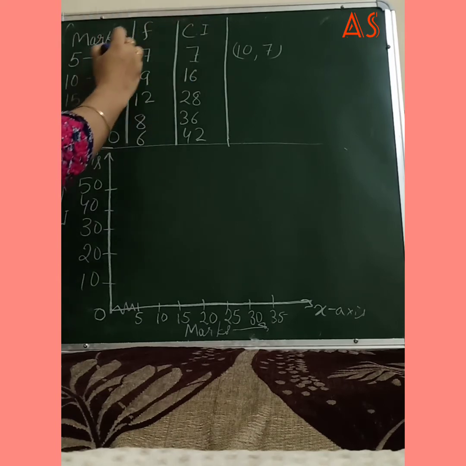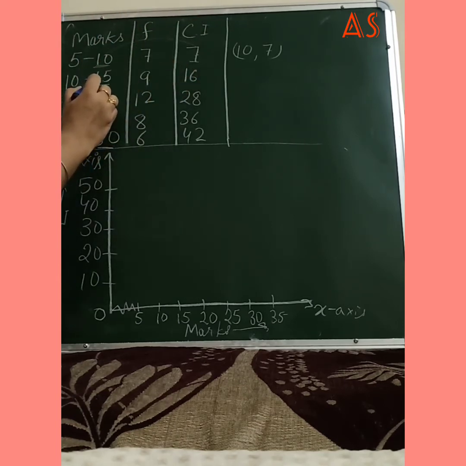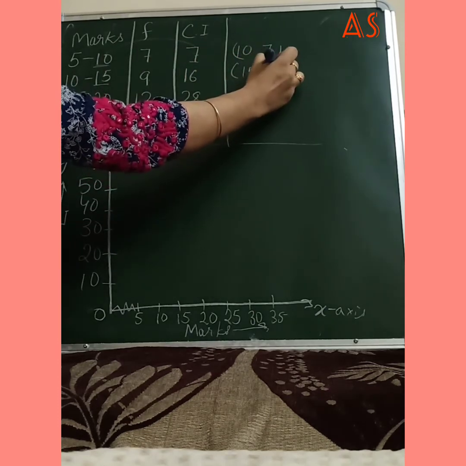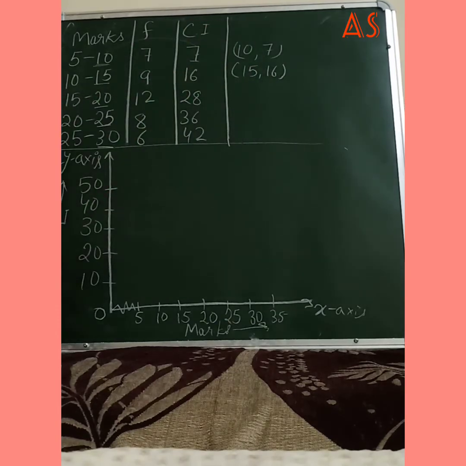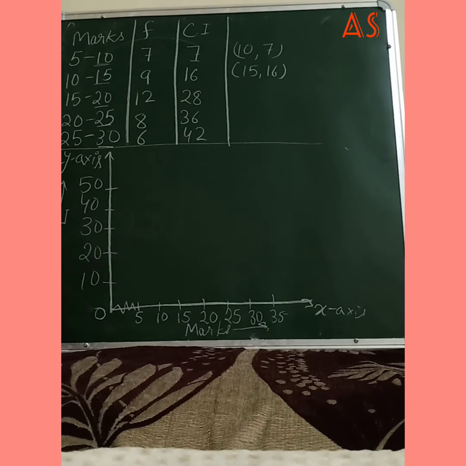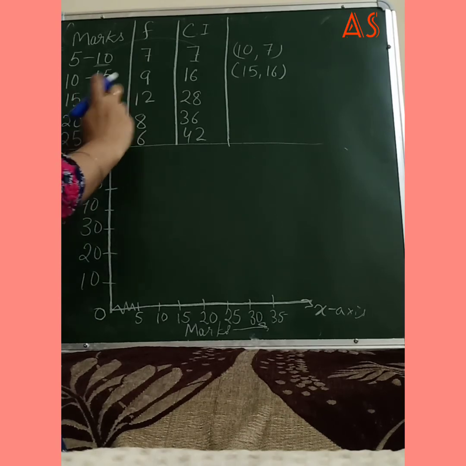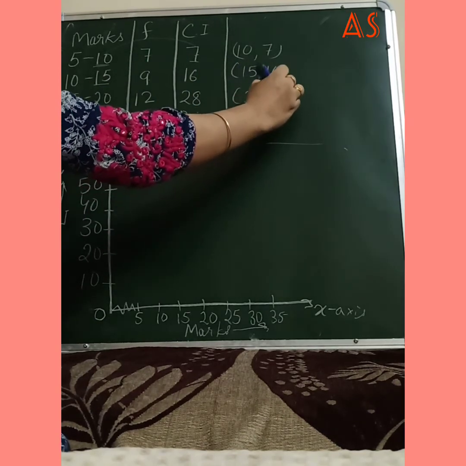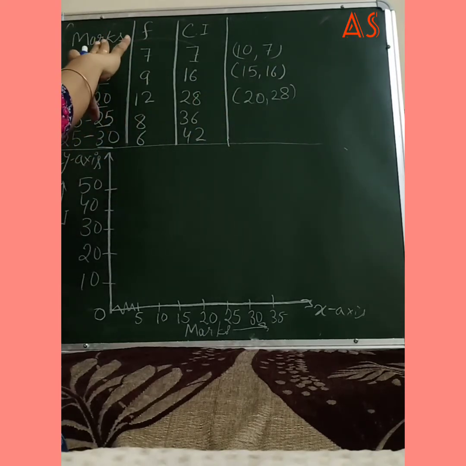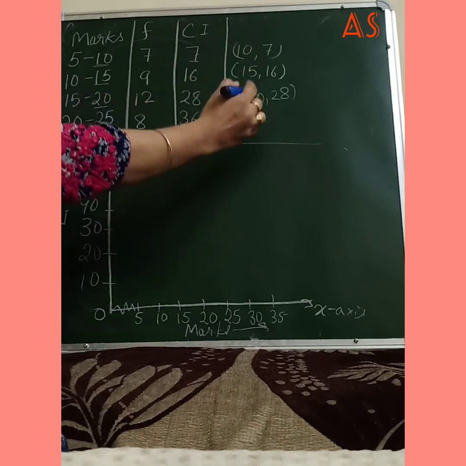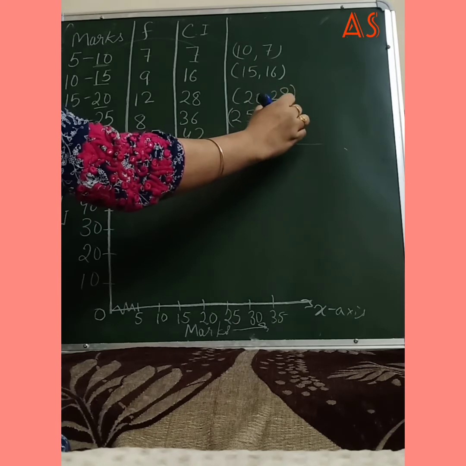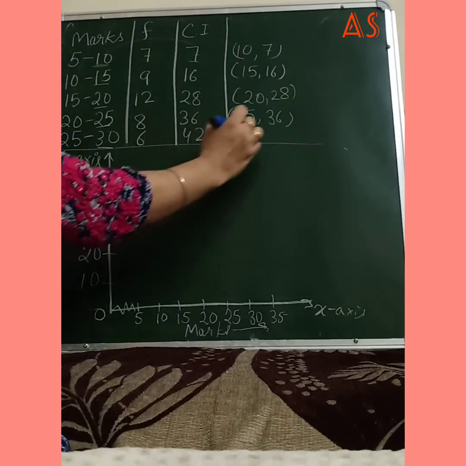Clear? With cumulative frequency. Now upper is 15 and 16. So our next coordinate is 15 and 16. So this way we have to take. Now mark this point on the graph. Next is upper 20 with cumulative frequency 28. In a hurry, don't take frequencies. Only take the upper limit with cumulative frequency. Then 25 with 36 and last is 30 with 42.